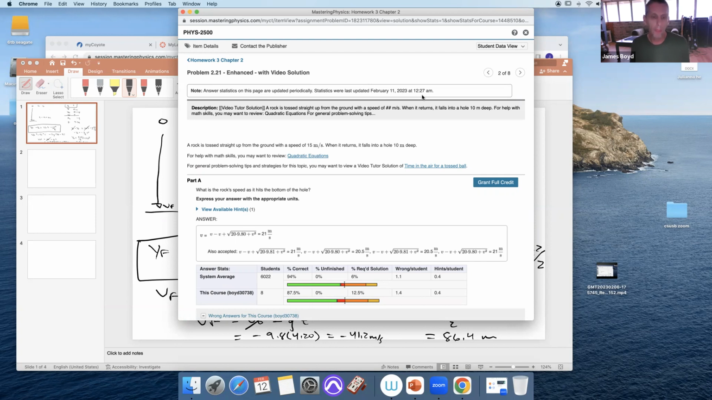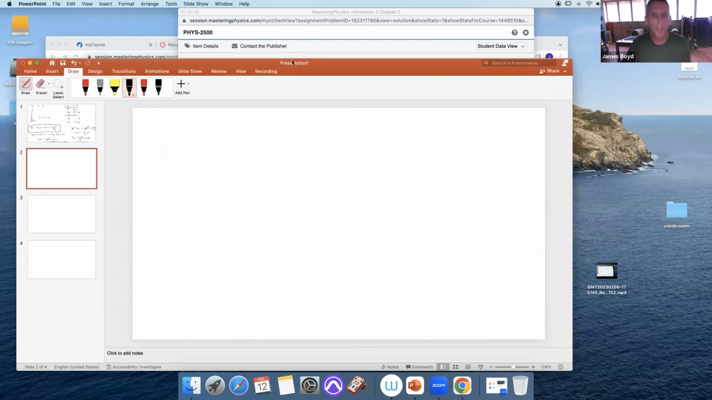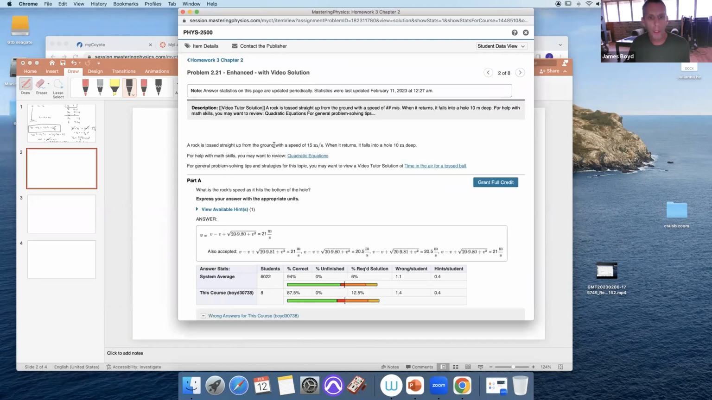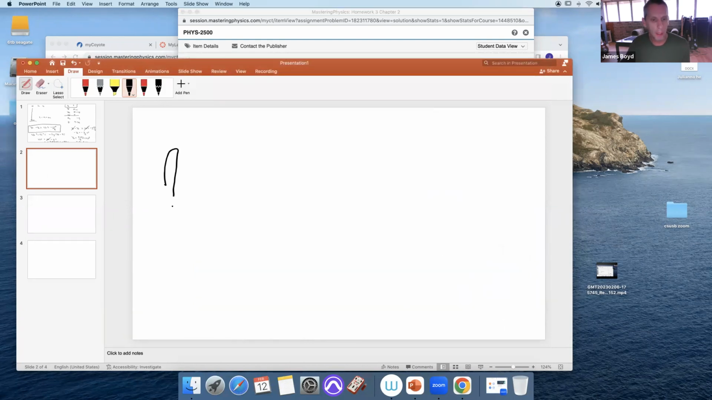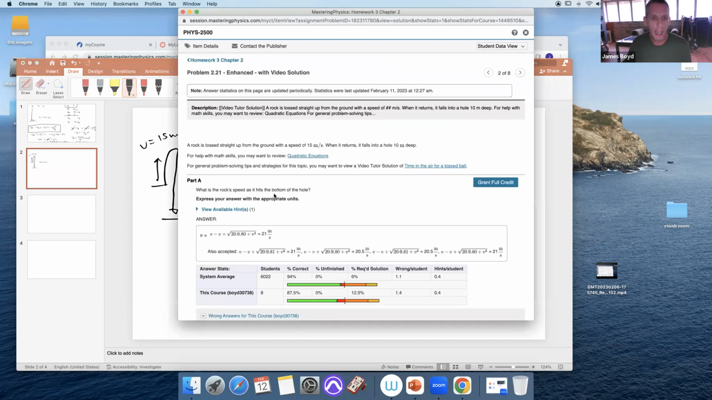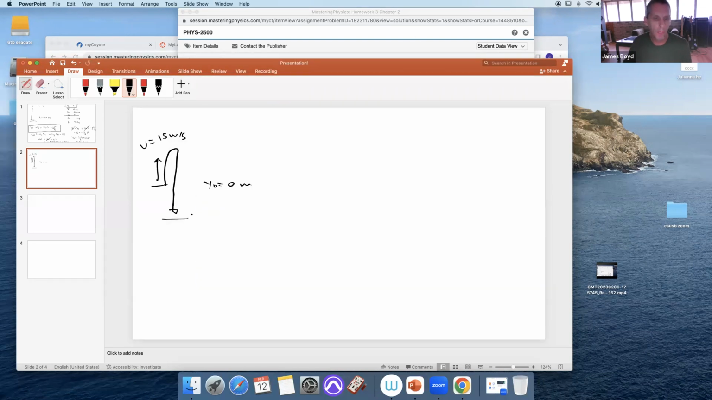All right, so for this next problem, we are going to have a rock. This rock is thrown straight upward from the ground, and then it falls in a 10-meter deep hole. So this is the ground where y initial is 0. It has an initial velocity of 15 meters per second. And we want to know, what is its speed when it hits the bottom at y final? This was 10 meters deep, so that is negative 10 meters.